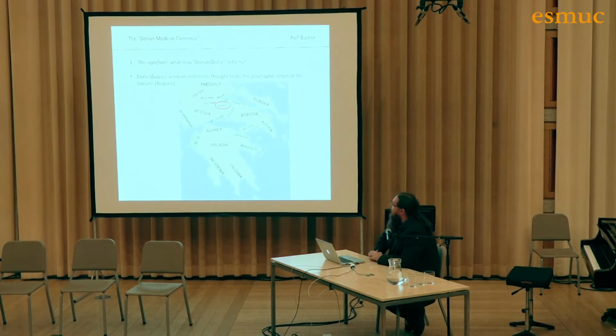Dorian obviously refers to a region in Greece called Doris, which is where supposedly the Dorians or Dories came from. So you see the region encircled in red on the map.